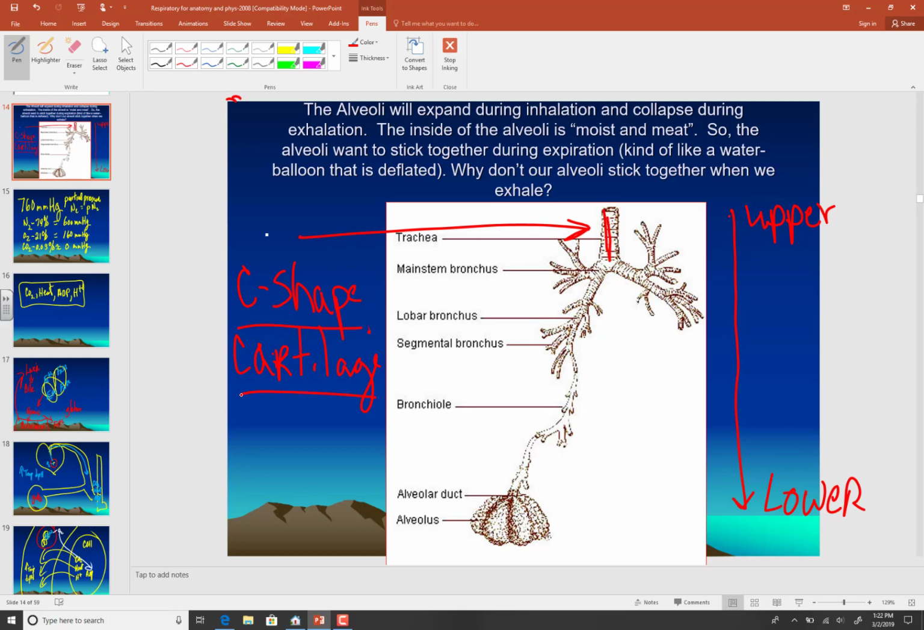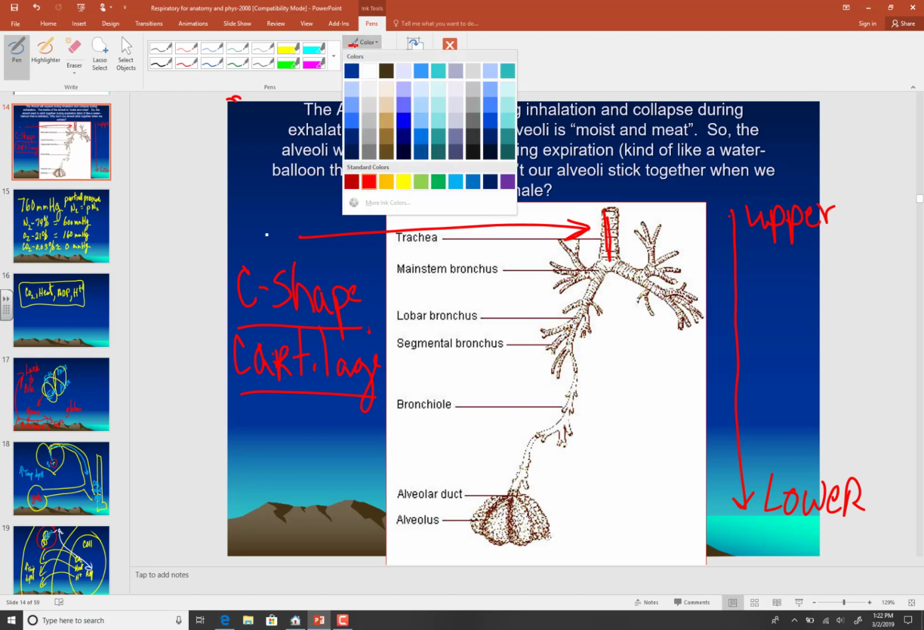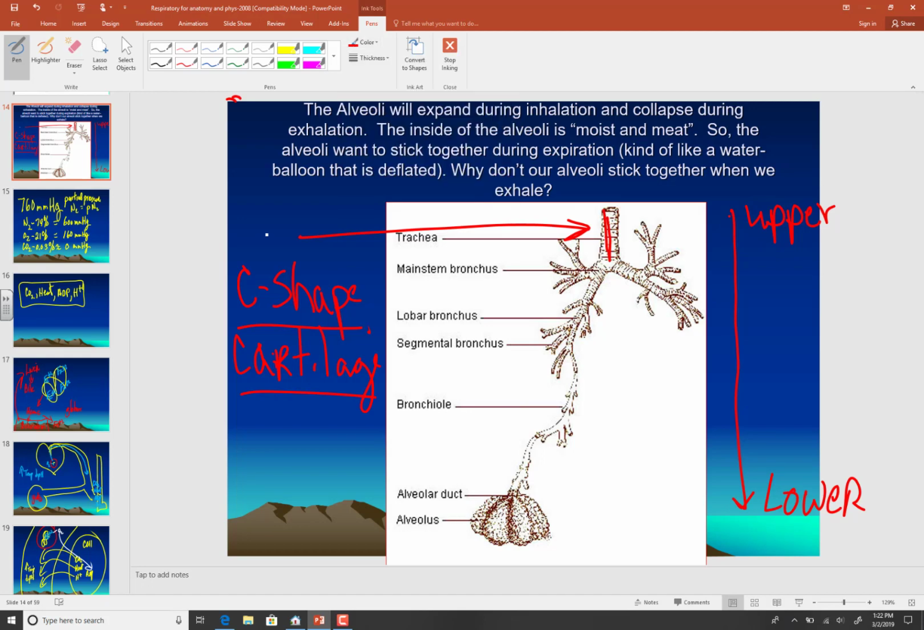And the reason they're C-shaped is because directly in back of that is the esophagus. And when you eat, that esophagus expands. So if it was O-shaped, you'd be feeling that food moving all the way down as it rubs against the rings of the trachea. So once air is taken in, it's going to go to the main stem bronchus.